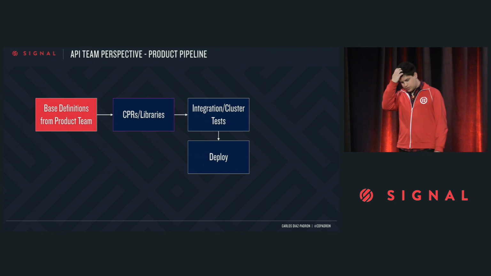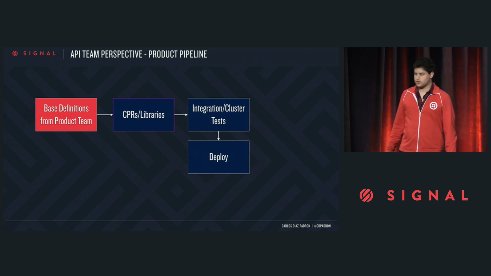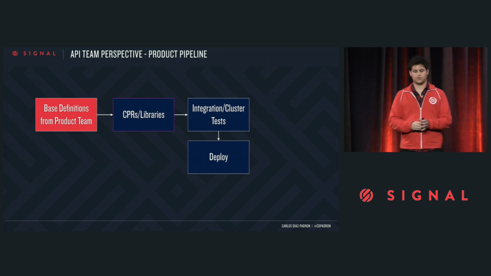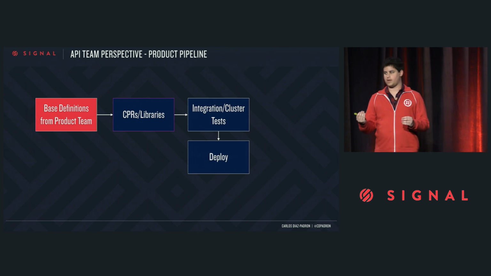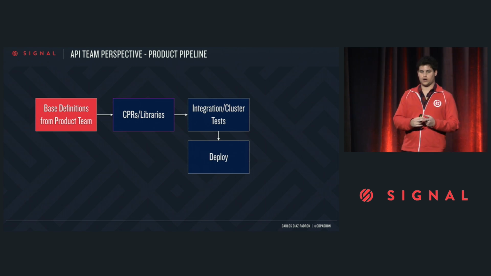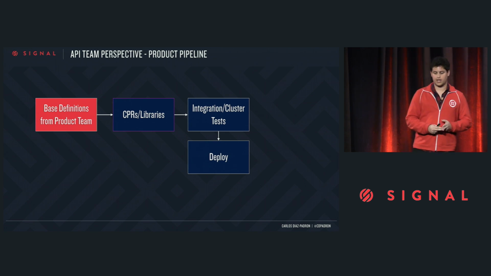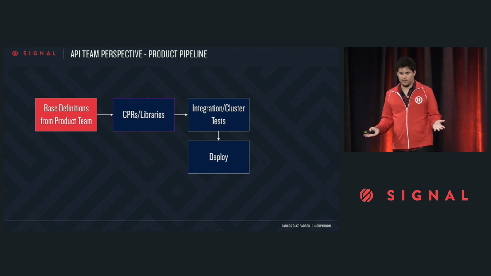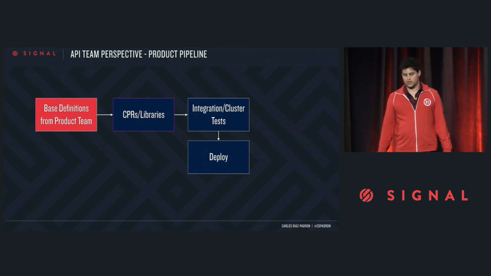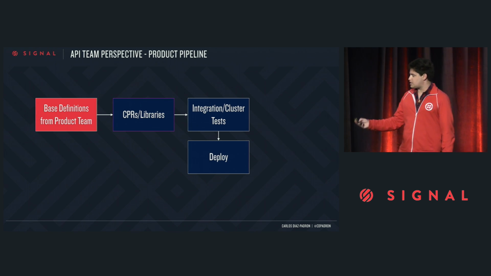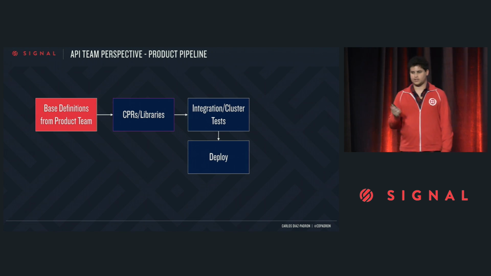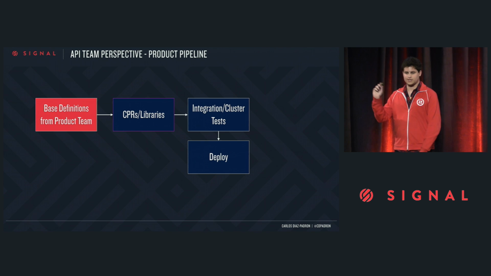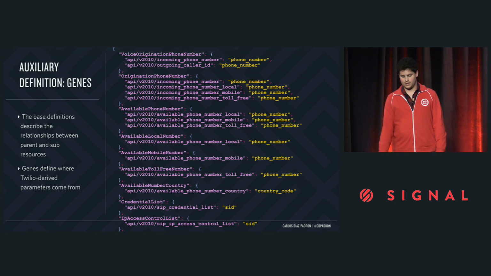With that, we're able to eliminate that server-side resource and make that box one nice small box. Whenever we get the base definitions from the product team, we're able to automatically generate the CPRs for the server-side resources and libraries without any real work from us. It's just running one command essentially. Then we still have to make these integration cluster tests and deploy, which is something we still want to tackle, right? Because that's still kind of manual work. We want more red boxes, less blue boxes, less work for us.